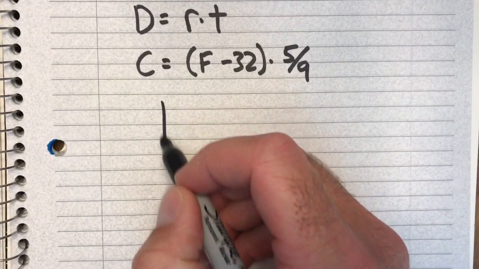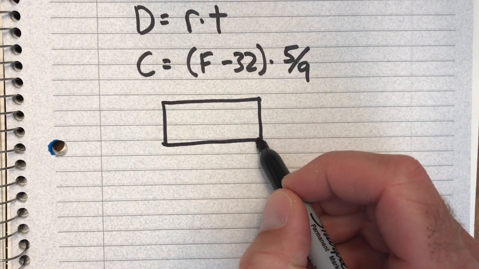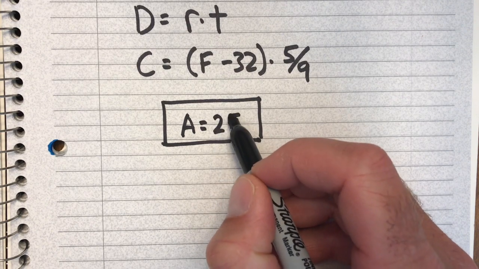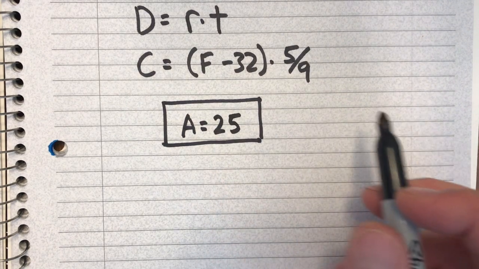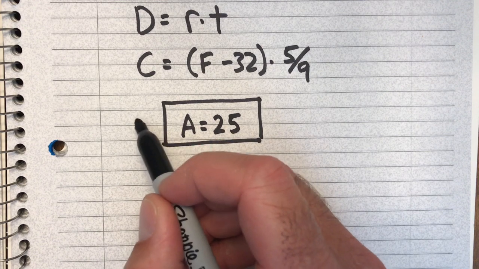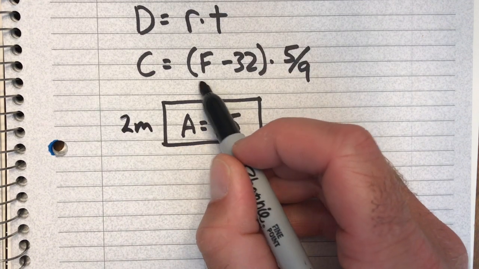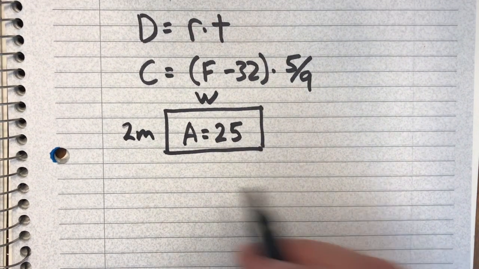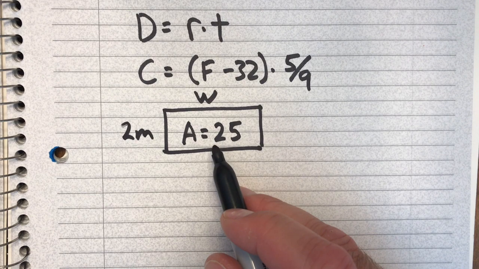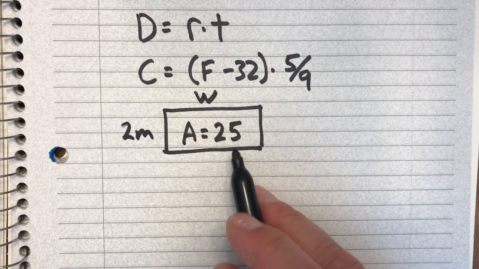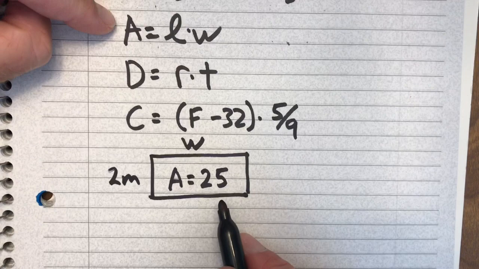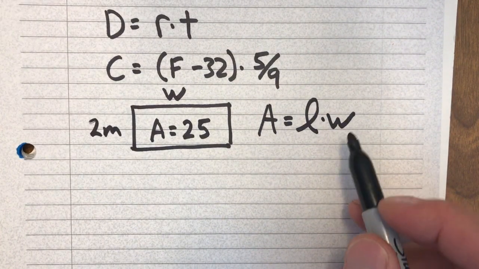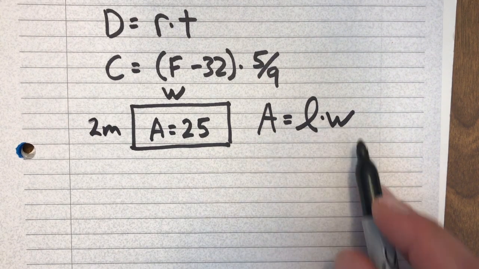Let's say I have a rectangle like this, and I know the area is 25, and this side is 2 meters, but I don't know the length or the width measurement. We could do some algebra and figure this out, but let's take that formula and rewrite it so it equals W rather than equaling A. So the original formula is A equals length times width. Now we want to rewrite this so it's W equals something.